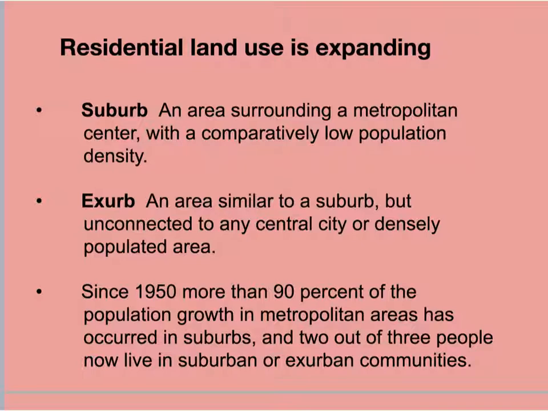Suburban areas surround metropolitan centers, and they have low population densities compared to urban areas. Exurban areas are similar to suburban areas, but they're not as connected to any central city or densely populated area. Since 1950, more than 90% of the population growth in the metropolitan areas is suburbs, and 2 out of every 3 people now live in suburban or exurban communities. An exurb is an area similar to the suburb, but it's not connected to a centralized city.